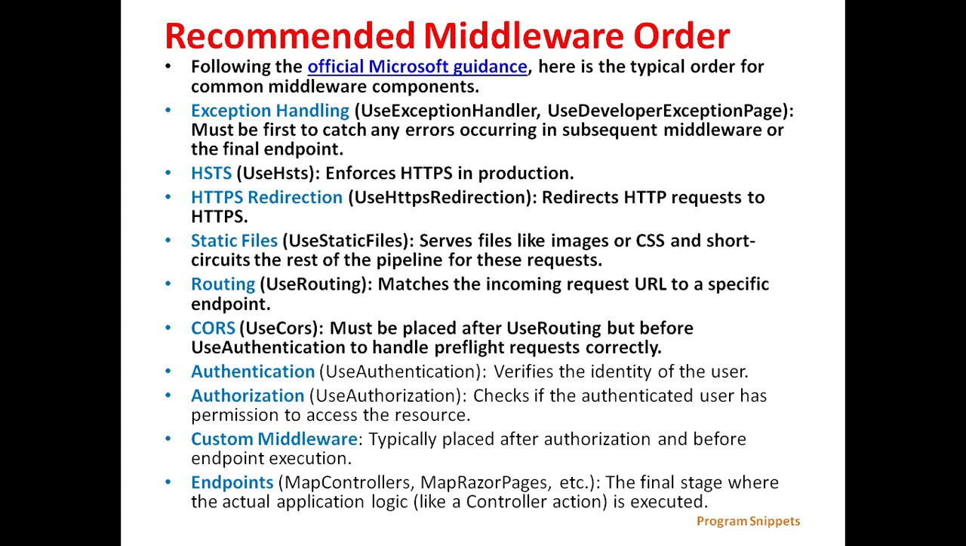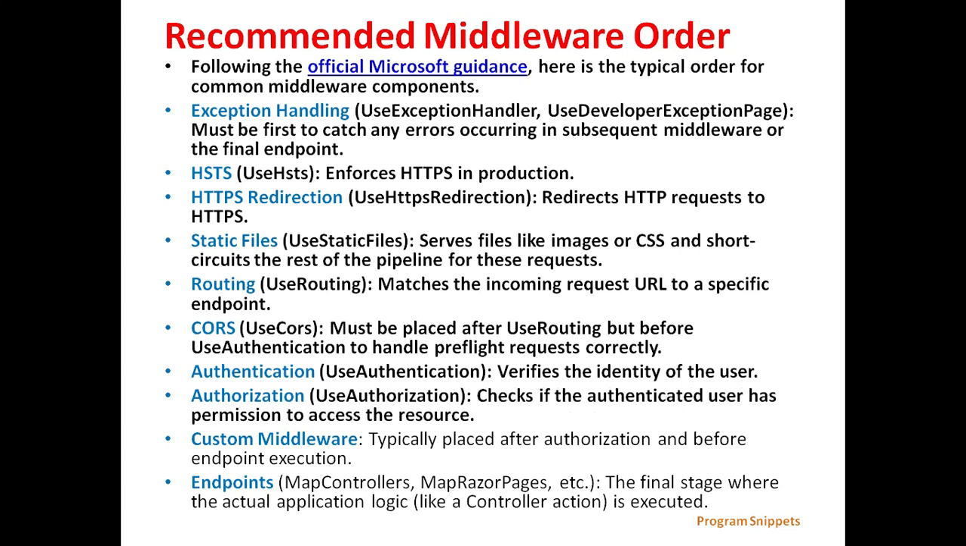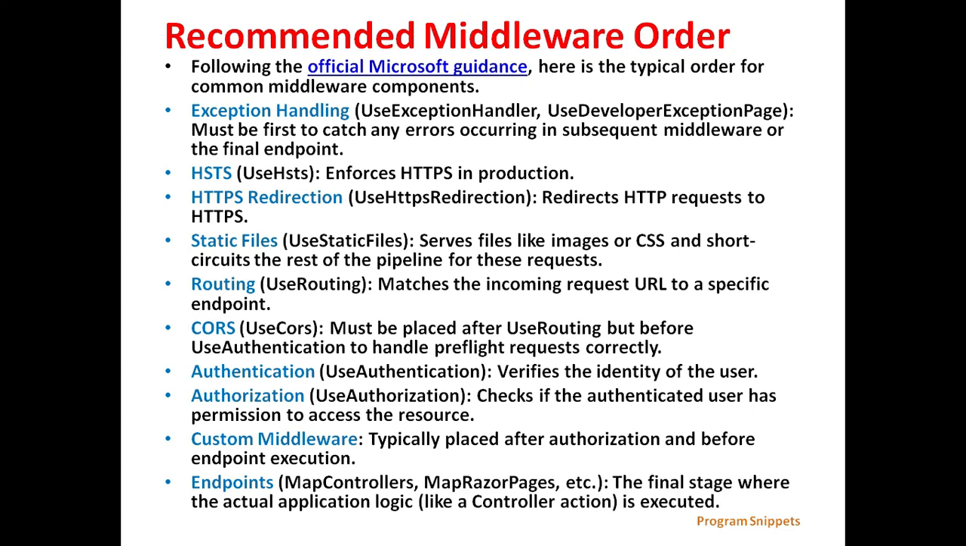Then CORS. It must be placed after routing but before the authentication to handle pre-flight requests correctly. Then authentication. Verifies the identity of the user. Then authorization. It checks if the authenticated user has permission to access the resources. Then custom middleware. Typically placed after authorization and before endpoint execution. And endpoint, which is the final stage where the actual application logic is executed.